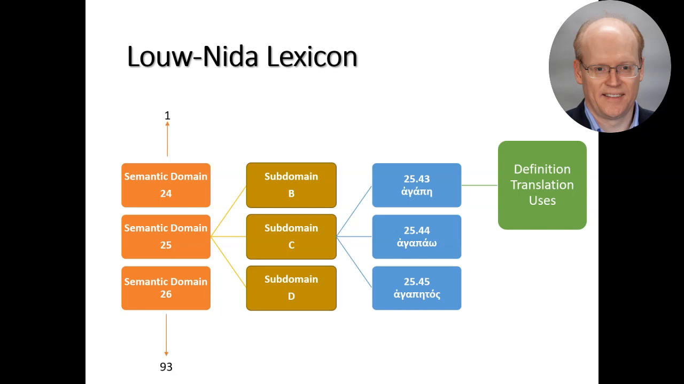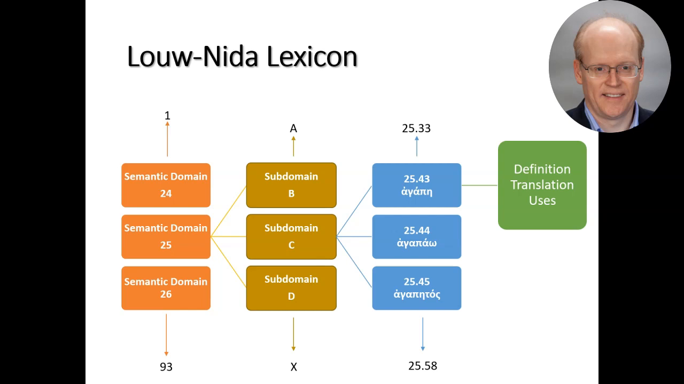The Louw-Nida Lexicon has divided the entire Greek language into 93 semantic domains. Semantic means meaning, domain means area, so a semantic domain is an area of meaning. All of the words in the Greek New Testament have been arranged according to where they fall in these 93 semantic domains. Each semantic domain, for example, domain 25, has subdomains. In this case, there are 22 subdomains of 25, A through X. Each subdomain then has the lemmas that occur in that subdomain listed.